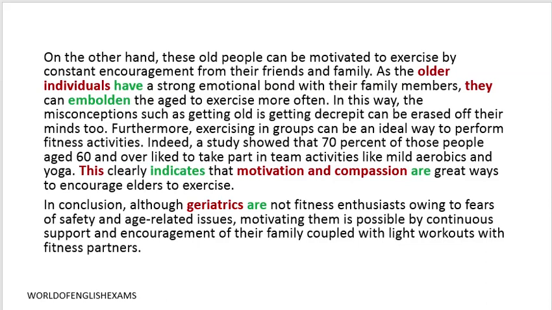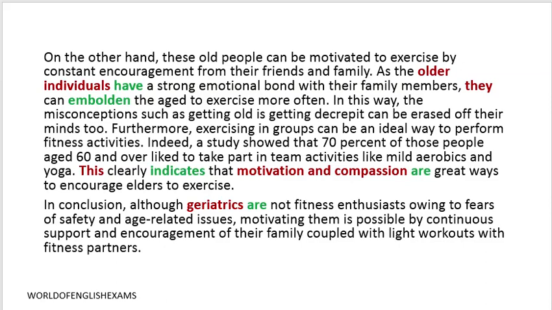So now moving on to the last paragraph, which is conclusion. In conclusion, although geriatrics, the plural form is given, hence we have to give the verb as are. Although geriatrics are not fitness enthusiasts owing to fears of safety and age-related issues, motivating them is possible by continuous support and encouragement of their family, coupled with light workouts and with fitness partners.